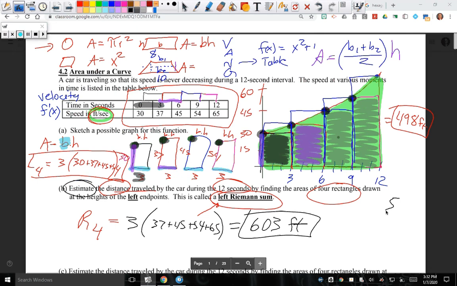550.5. One of these, okay, so we have a trapezoidal left or a midpoint left. Which one do you think will give me 550.5? That's what a lot of people think. It's trapezoidal. Can someone tell me why?